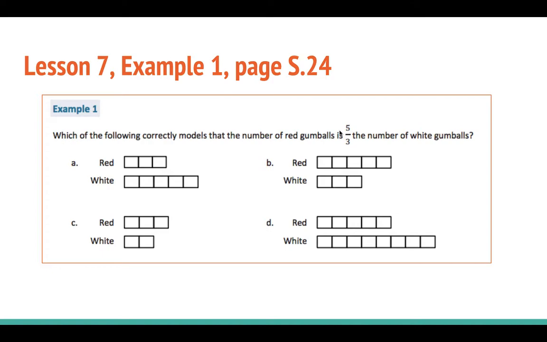And if you had participated in our poll earlier, you would know that letter B equals 5 to 3. We have red having 1, 2, 3, 4, 5, and white being 3. Notice that the red gumballs, which was given to us first, is your numerator, and your white gumballs, which was given to us last, is your denominator, 5/3, and is equal to 5 to 3. So therefore, letter B is the correct answer for example 1.